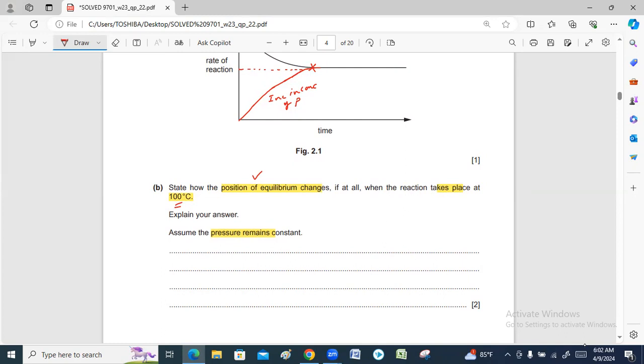The position of equilibrium moves to the left. Why does it happen? As the forward reaction is exothermic, or we can say that the reverse reaction is endothermic.